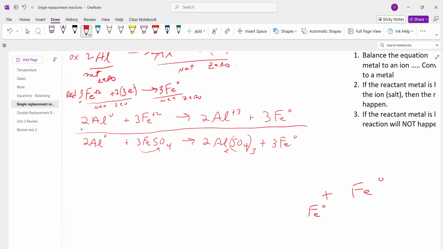However, when we write this reaction, that's the simplified reaction. We have to include the sulfates. Now notice the sulfates go through that unchanged. Ions that don't change are called spectator ions. So sulfate is a spectator ion.